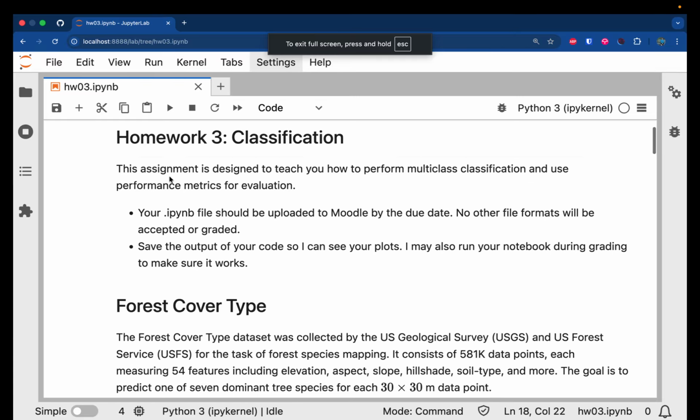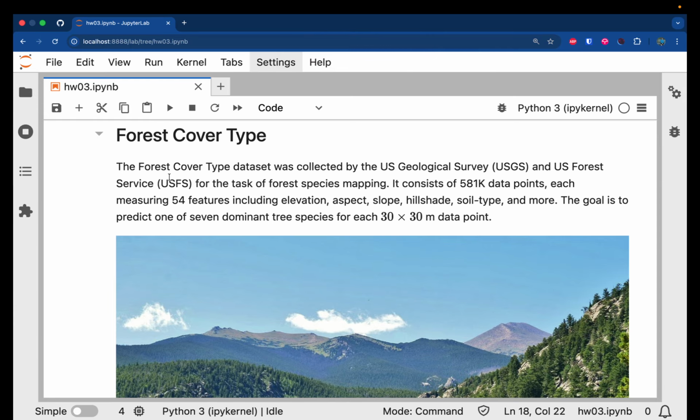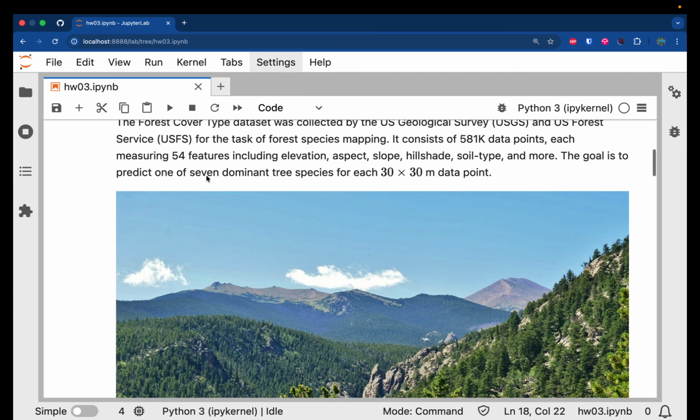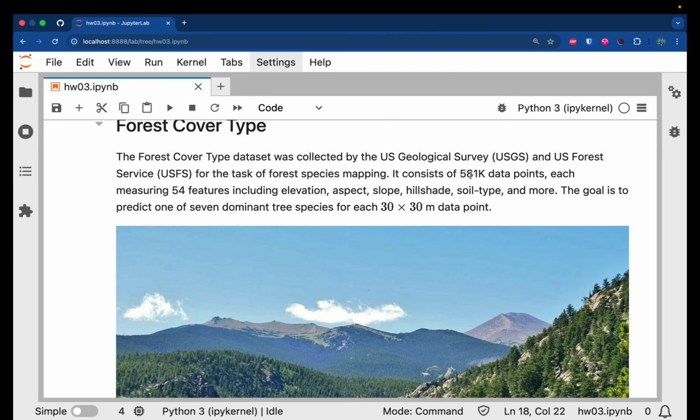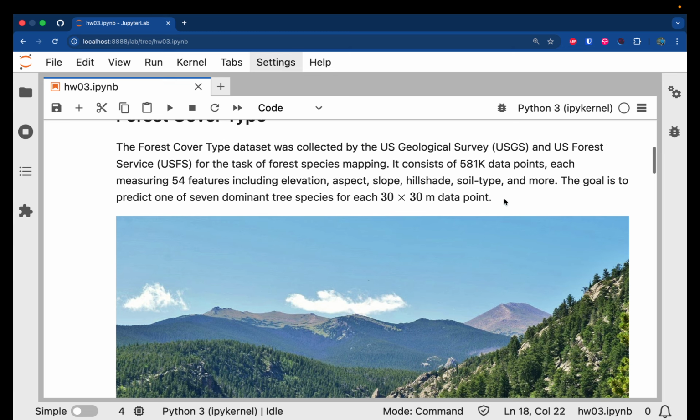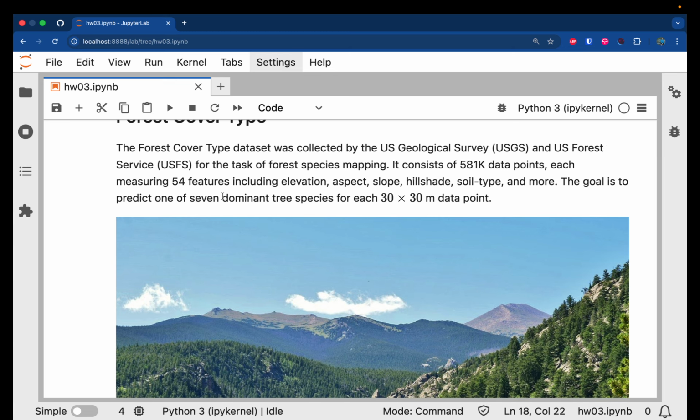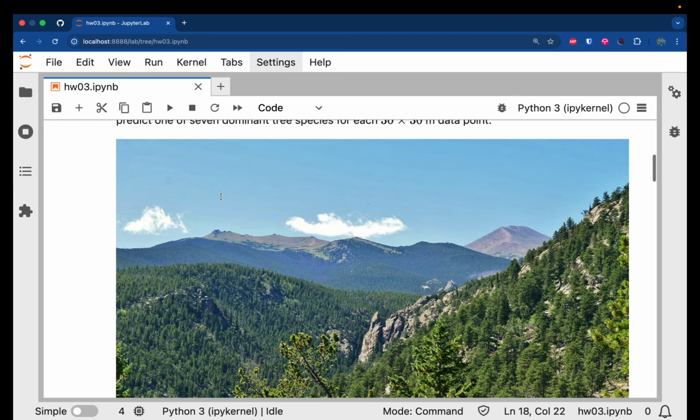So this is homework 3. This is a forest cover data set. This was collected by the USGS and the US Forest Service. It's got about 500,000 data points, but each data point itself is very small. Each data point is just a single pixel, a single location, where they measured things like elevation, slope, soil type, etc. The goal here is just to predict one of 7 tree species. So it's classification. There are 7 possible classes. As usual, they are not balanced, and that is what makes this fun.